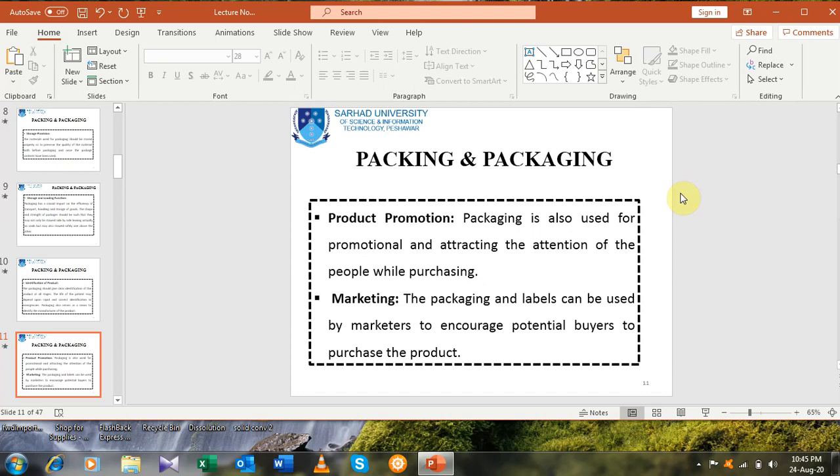Good packaging material provides a good promotional value, and the marketing potential is also there. The packaging and labels can be used by marketers to encourage potential buyers to purchase the product, and the different market distribution setups and distributors also have their names on the label or the package, in order to enhance the marketing potential of the product.